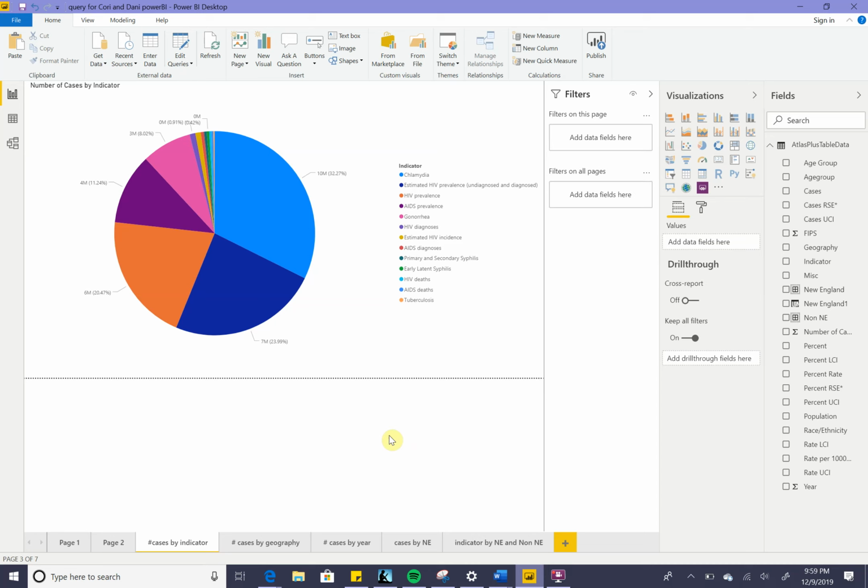So for our visualizations, we decided to start off with a pie chart. This pie chart shows number of cases by indicator. In this case, indicator means STD. Chlamydia is clearly the highest contracted STD at 32.7%, which you can see when you hover above the graph. We chose the pie graph because we were working with percentages, and a pie is the best way to showcase this.